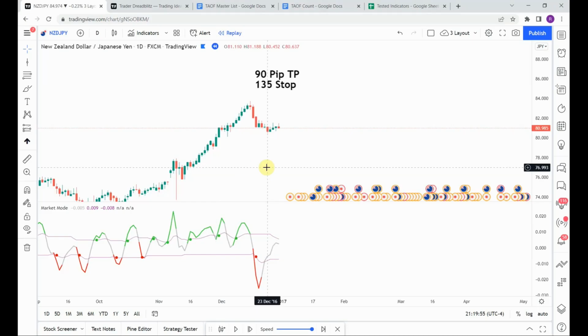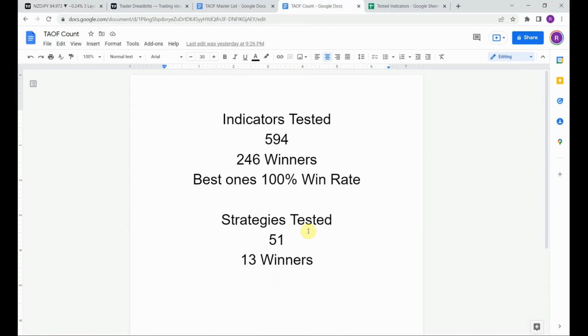Alright, as I said, today we will be testing the market mode indicator. Before we do though, I wanted to put the testing scoreboard up for everyone to see. So to date, we have tested a total of 51 different strategies, with 13 of them being profitable. We've also tested a total of 594 indicators, with 246 of them being winners. The best ones so far were able to achieve a 100% win rate.